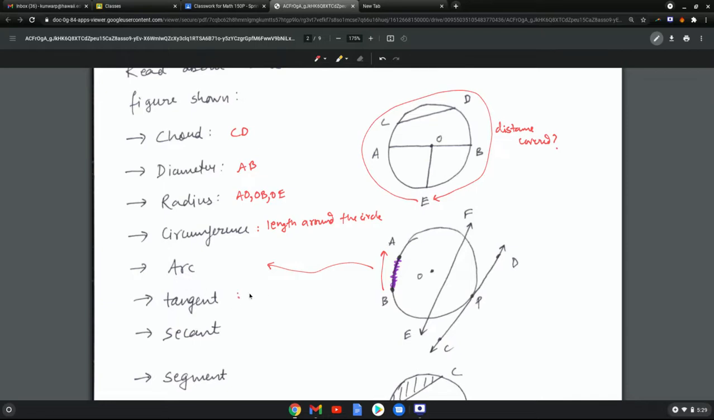A tangent here in this diagram is CD. We'll be talking more about tangents later, but as a definition, it meets the circle at 1 point. Secant meets the circle at 2 points. So for example, EF.